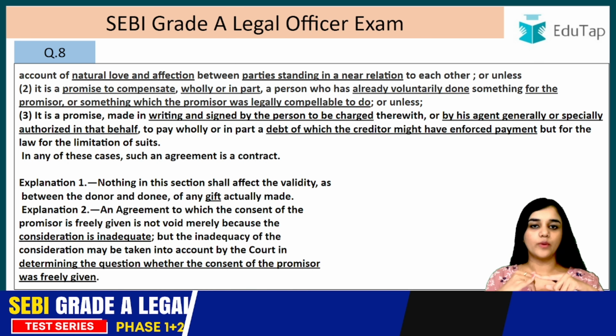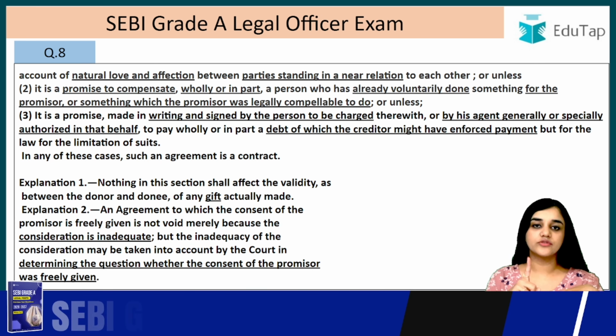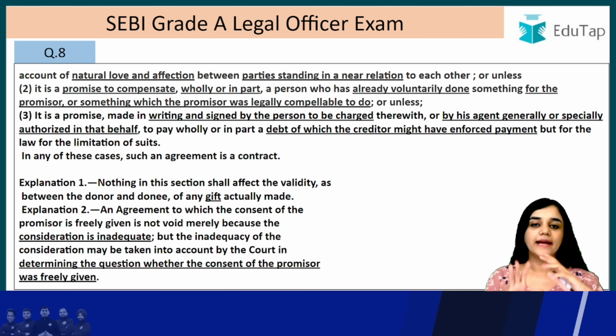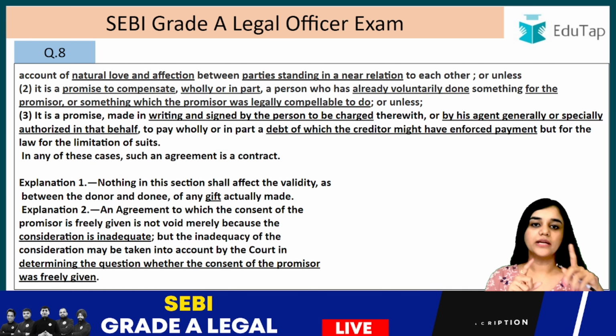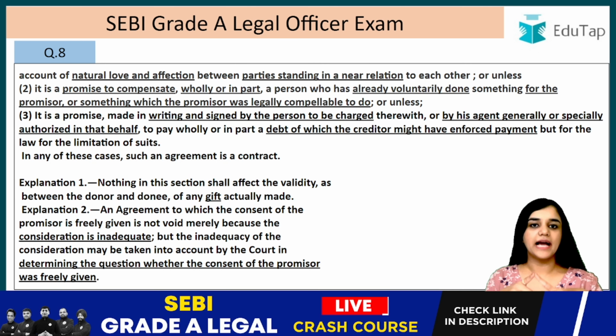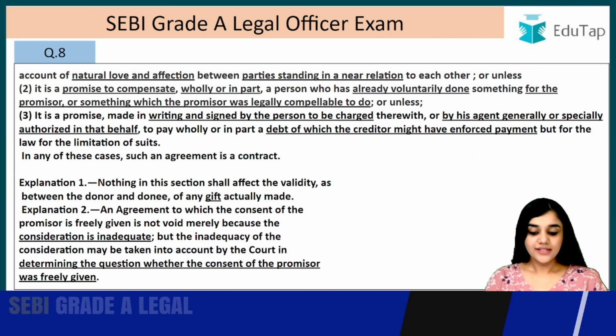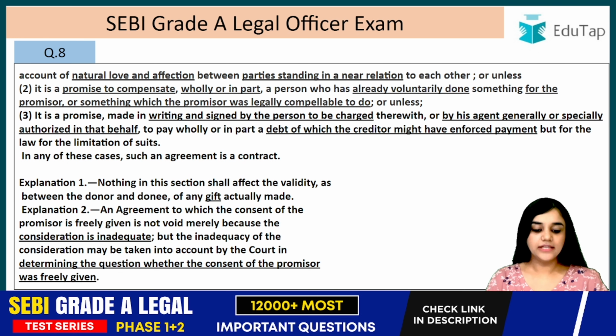So this is going to be a valid contract even though the consideration is from one side only. And now if A breaches this contract, B has the right to move to the court. He has the legal remedy to move to the court, right? The second one talks about legally compellable.